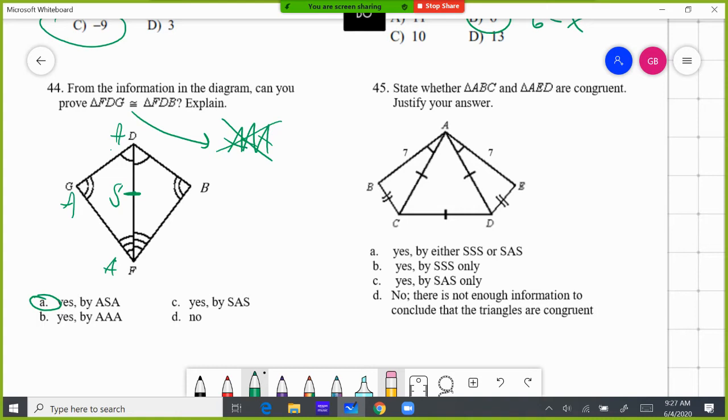For number 45, state whether triangle ABC, so this triangle here, and AED are congruent. Okay, so looking at the tick marks and the angles, we have angle, side, side, and remember, angle side does not prove congruence. I had a poster in my classroom, remember? So no, there's not enough information.